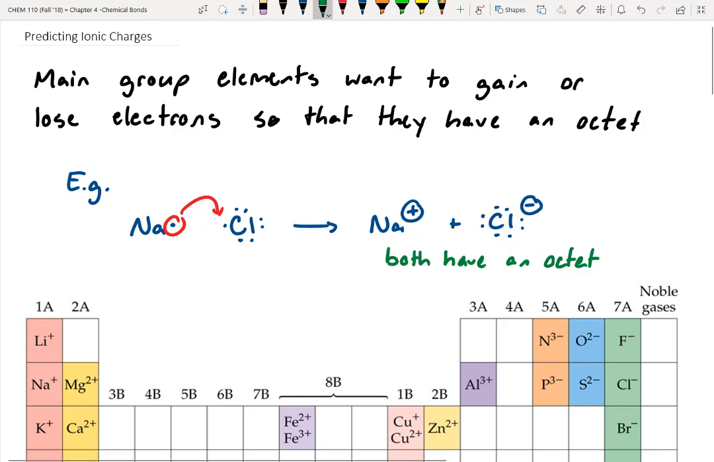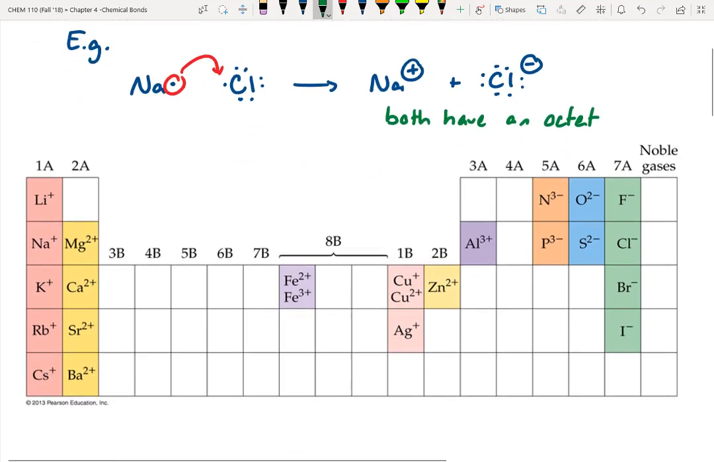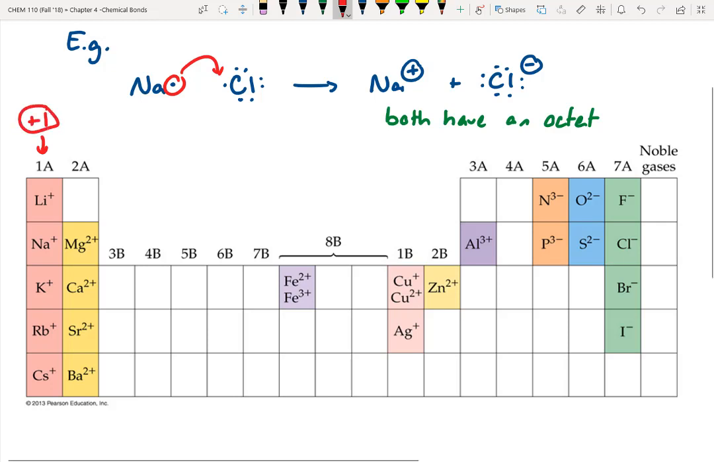Okay? So it's pretty easy to remember the charges for ionic compounds. First thing to always remember is group 1A. What do we call these? Alkali metals. They always have a +1 charge across the board. So alkali metals are always +1. Group 2A, these are the alkaline earth metals. They're always going to be +2. Pretty easy to remember.